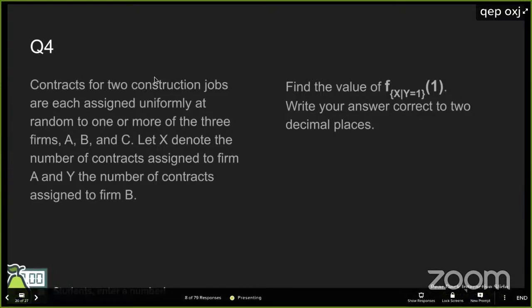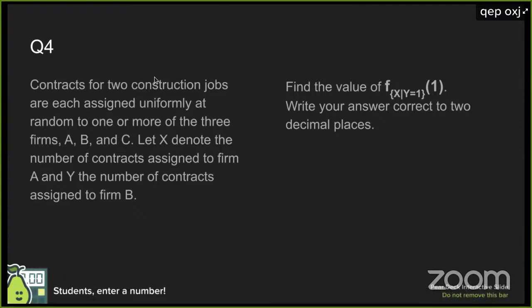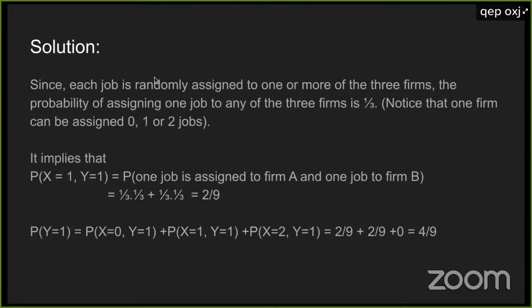Shall we see the answer? Yes, sir. Okay, so we know that each job is randomly assigned to one or more of the three firms. One more thing is given: it is assigned uniformly at random. So that means the probability of assigning a job to each firm is 1 by 3, right? Because there are a total of three firms.